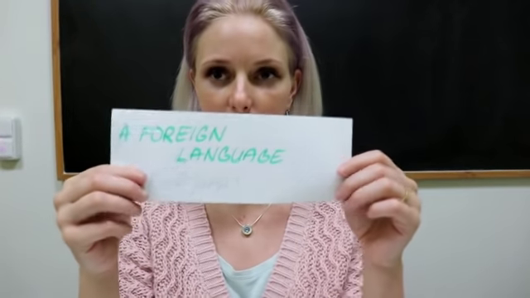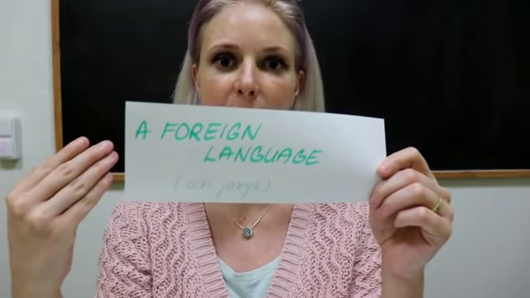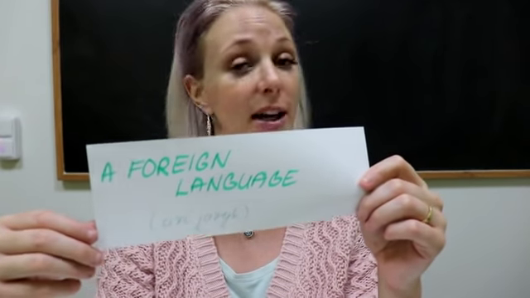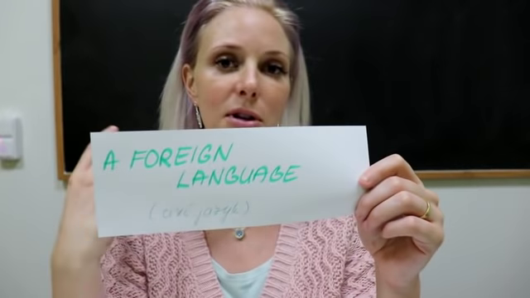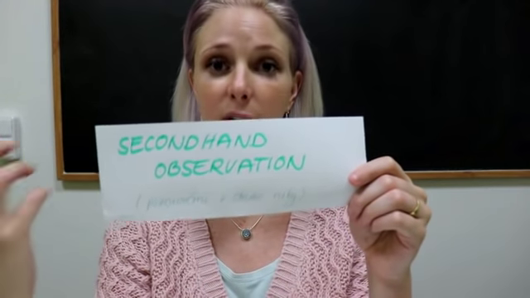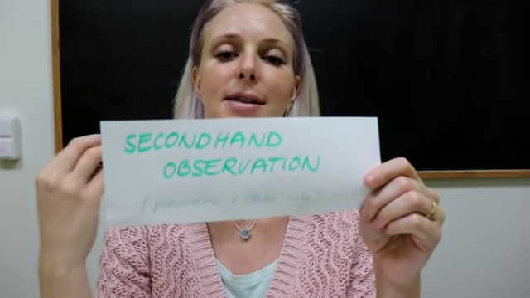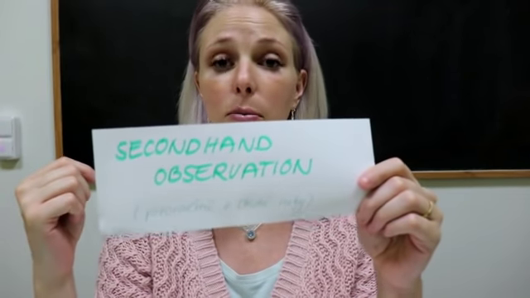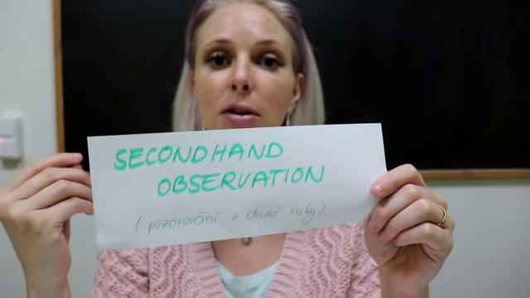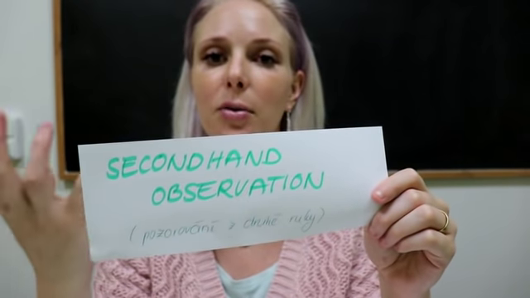In a foreign language, we don't live in the country. We can't observe directly. And that's why we observe indirectly, or our observation is second hand.